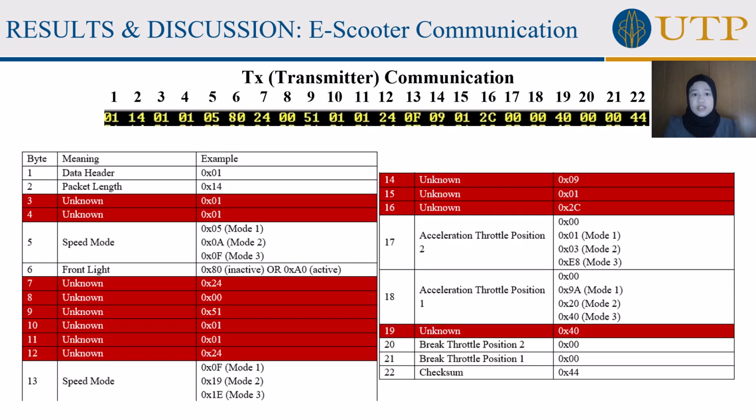Meanwhile, the TX communication system transmits 22-byte hex packets from the user interface to the motor controller, controlling the speed, throttle, and braking. Key decoded bytes include throttle position, brake position, speed mode combining four mode codes, and front light status. Unlike RX wheel position data, throttle or brake hex values increment partially rather than fully, reflecting their control command nature rather than sensor measurements.